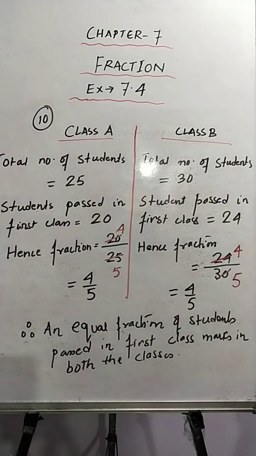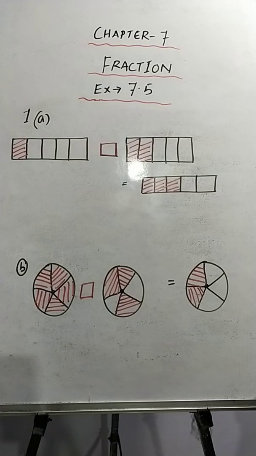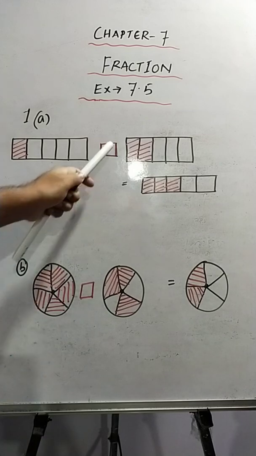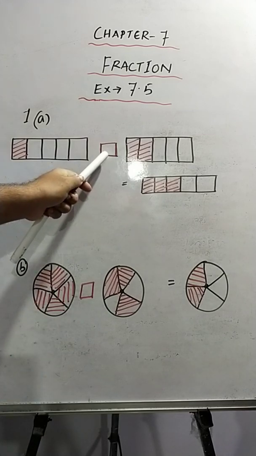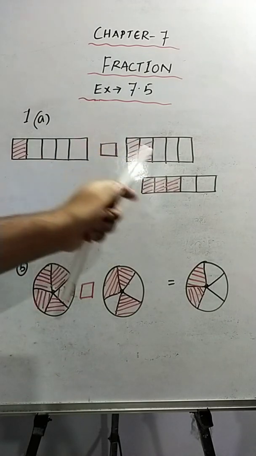Now let's move on to the next exercise, that is exercise 7.5, and we'll do only two sums from question number 1. So this is question number 1, A and B of exercise 7.5. There are some figures given. Here you have to give an appropriate sign, that is either minus or plus. So you have to understand what is happening out here.